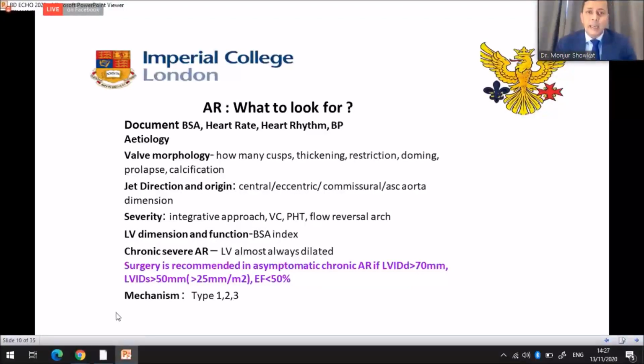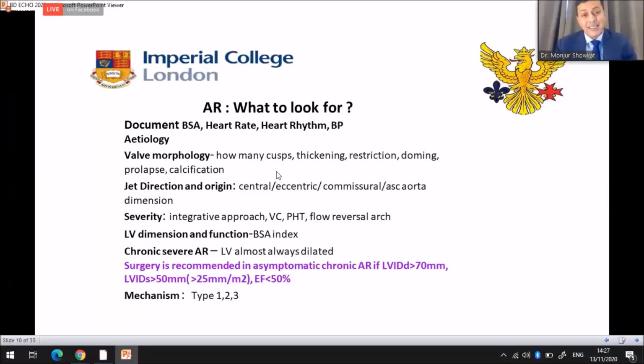When we start assessing the aortic valve, what are the things we look for? We need to document the body surface area. We need to document heart rate, heart rhythm, blood pressure. Putting down blood pressure is so crucial. If you have somebody with a wide pulse pressure and your assessment shows severe aortic regurgitation, that patient's outcome might be poor. And also, I already discussed etiology, then valve morphology.